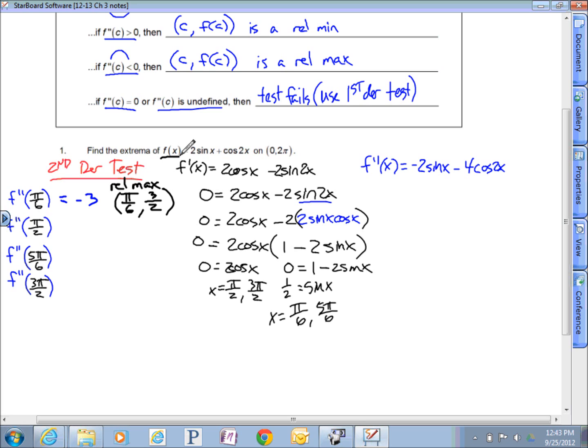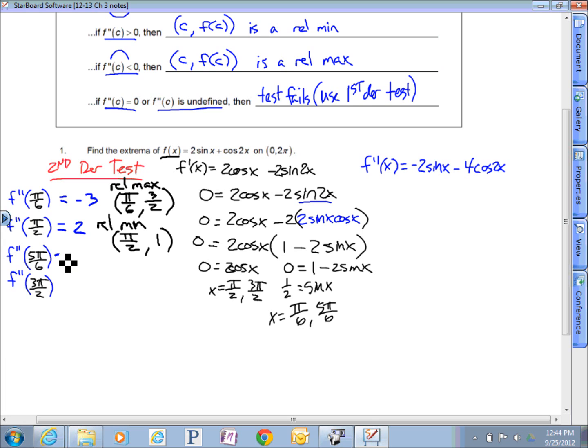F double prime of pi over 2, if I plug that in, I get the number 2. Well, what does that mean? Let's see. If the second derivative is positive, my function must be concave upward. What did I just find? I just found a relative minimum at the point pi over 2, and again I'll give you the value, the y-coordinate is 1.